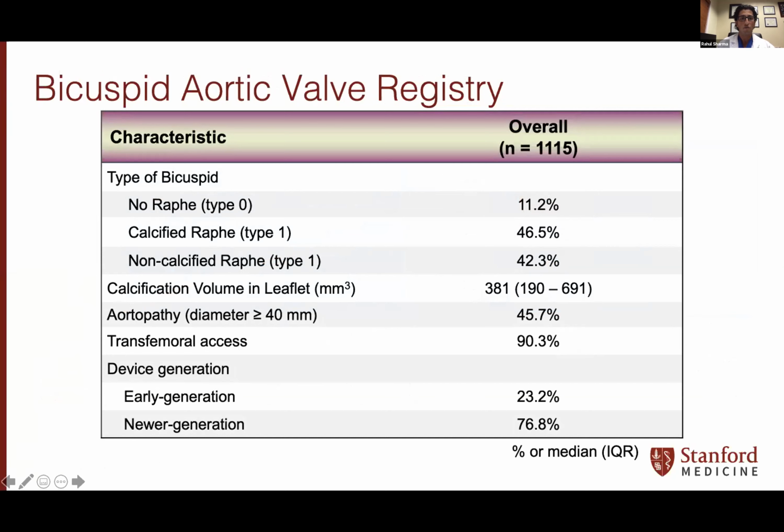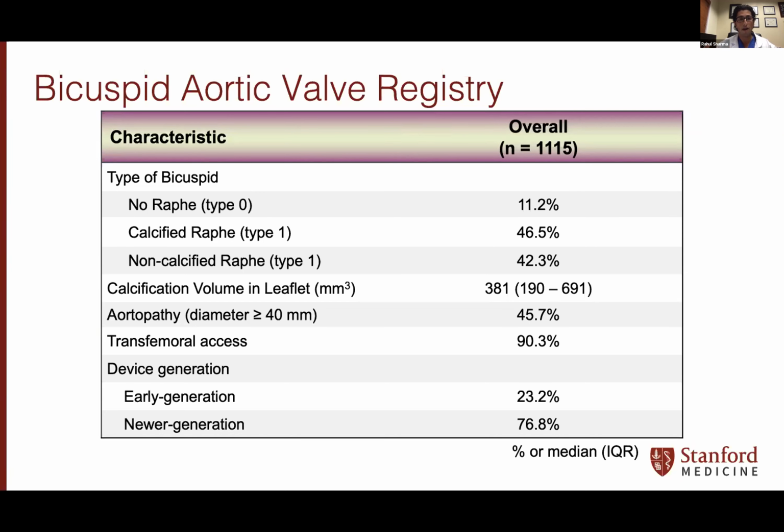Now, one of the questions raised was, how does the anatomical morphology of bicuspid valves alter clinical outcomes? And this led to Dr. Makar's group and Dr. Yoon developing the bicuspid registry and then analyzing this large multi-center international registry based on the nature of the bicuspid valve. And they divided these data based on the presence of RAFE, whether they were calcified or not. And they also quantified the volume of calcification.